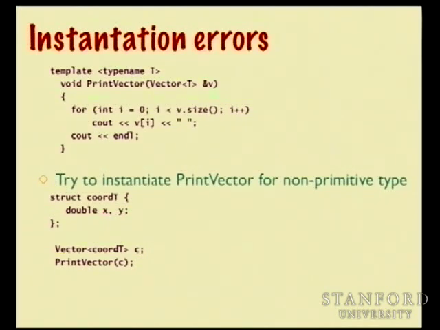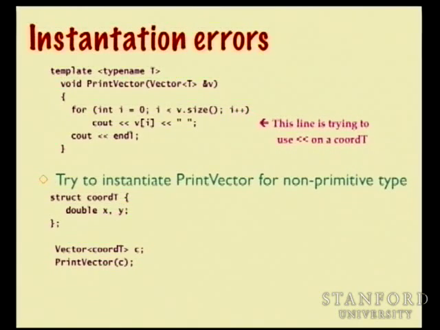So if I call print vector and I pass a vector of ints, all's good. Vector doubles, all is good. Vector strings, all is good. Here's where I can get a little bit into trouble. I've made this struct chord that has an X and a Y field. I make a vector that contains these chords. And then I try to call print vector of C. So when I do this, it will instantiate a version of print vector where the T has been matched up to chords. You've got a vector of chords.